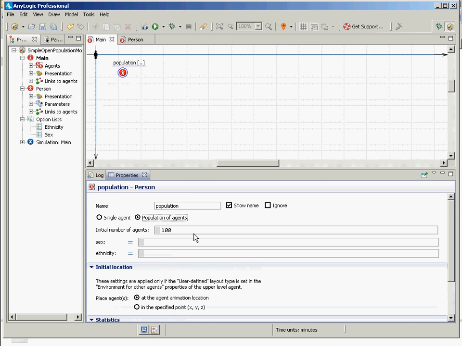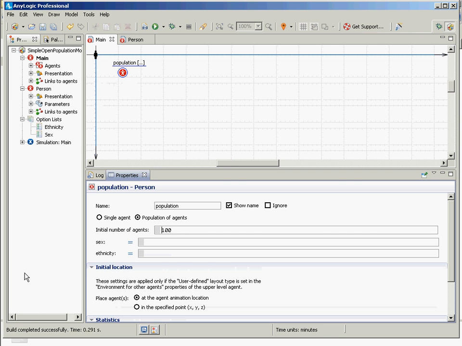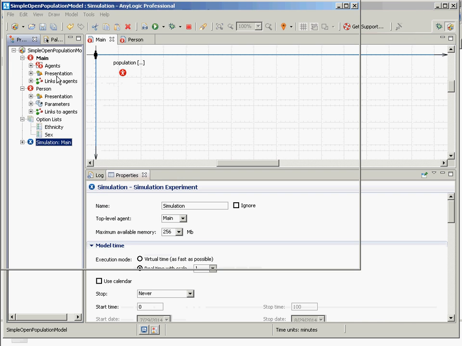And initial number of agents. Well, we've rehearsed the whole thing before with population size, so I won't make us do that. Okay. So initial number of agents, 100. Great. Terrific. Okay. Now suppose I want to have these people. Well, let's run this thing. So we're going to run it. Boom. And what do you think we're going to see for the population members?